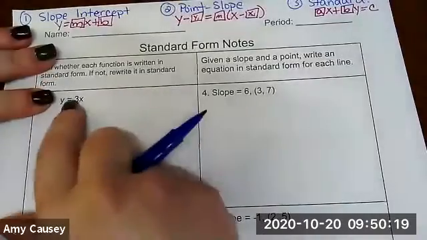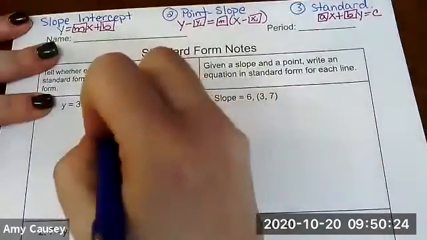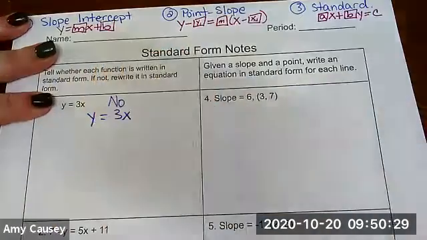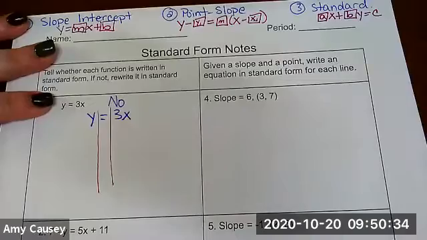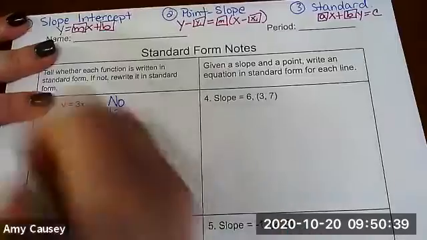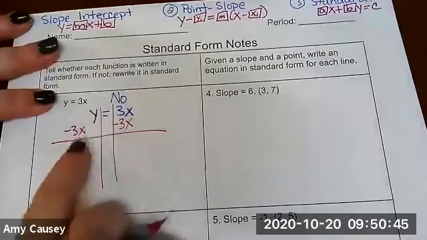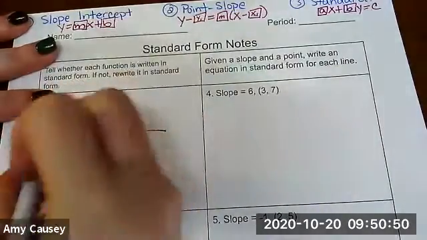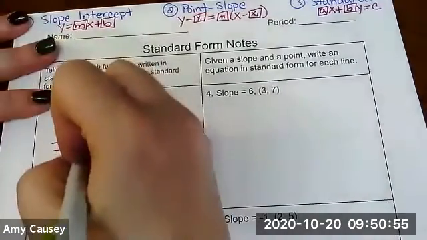Looking at number 1, it doesn't look like it's in standard form because standard form is when x and y are on the same side. So no, this is not. But now we have to change it. In order to be in standard form, x and y will have to be on the same side. So to move this x, I would have to subtract it because it's the inverse. Something interesting happens. You can't combine an x and a y. Well, when you can't combine something, you just bring those down. So this will say negative 3x and then positive y.